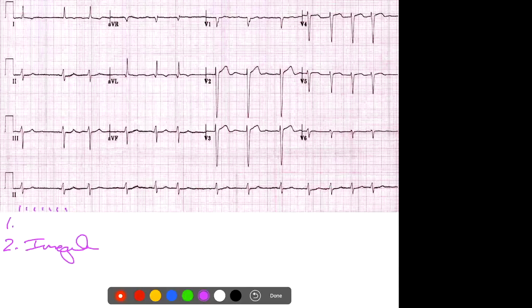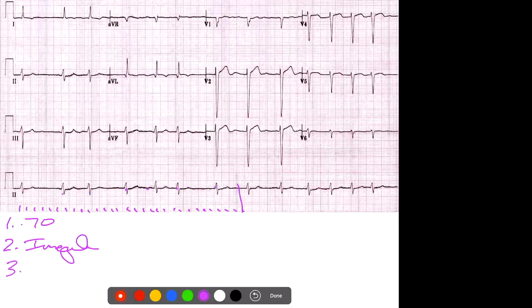1, 2, 3, 4, 5, 6, 7. Okay, so 30 blocks, and we count 1, 2, 3, 4, 5, 6, 7. It's around 70. So even without counting that, I could have told you this looks like a pretty normal rate. It's not too fast, not too slow. And so 70 is a good number. We'll take it. So the rate is 70. We have an irregular rhythm.